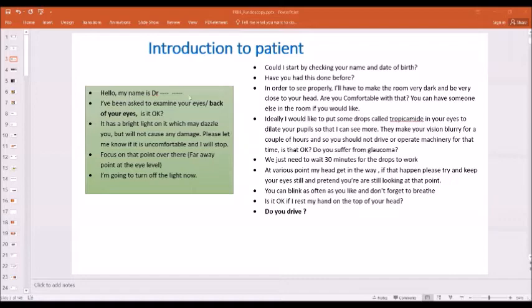Hello, my name is Dr. Such and Such. I have been asked to examine your eyes or the back of your eyes. Both can be possible. You can utter the word according to your instruction. Back of your eyes is actually a layman term for the retina, so it depends upon the instruction given. Is it okay? You are taking the permission, then you are describing how to proceed. I think if you go through this, that's enough for the practicing doctor.